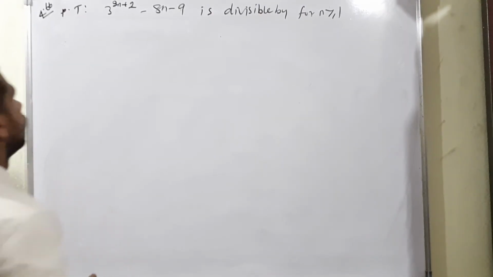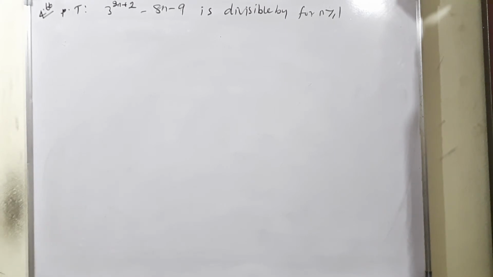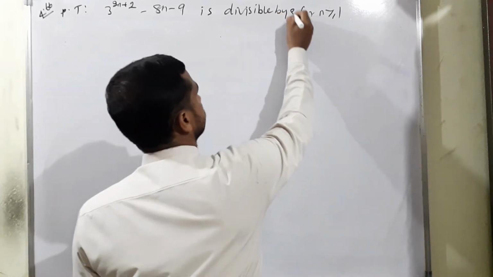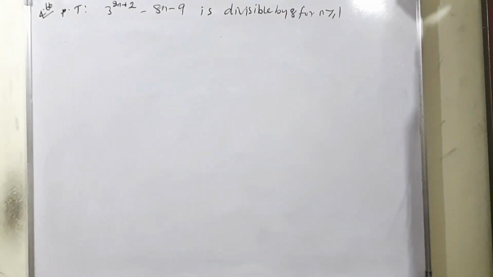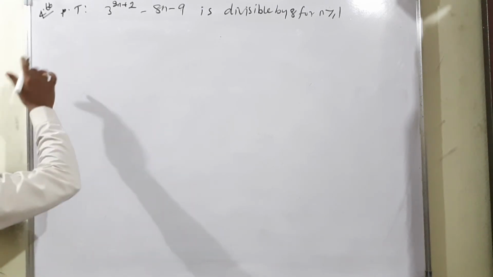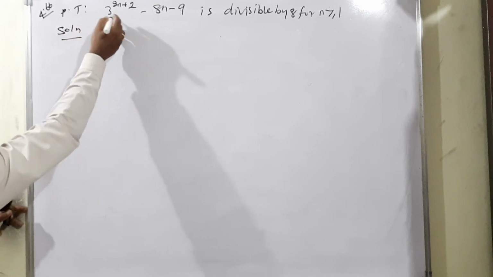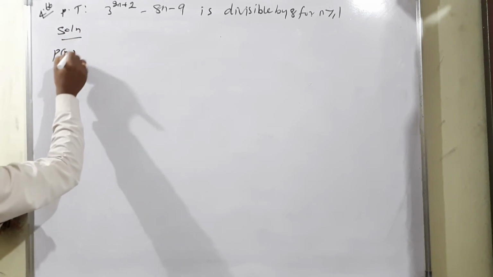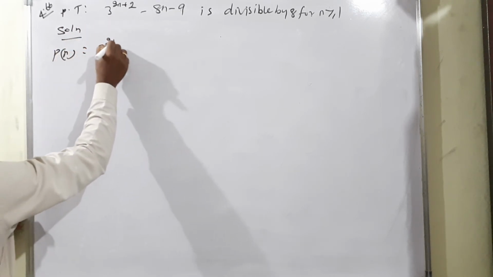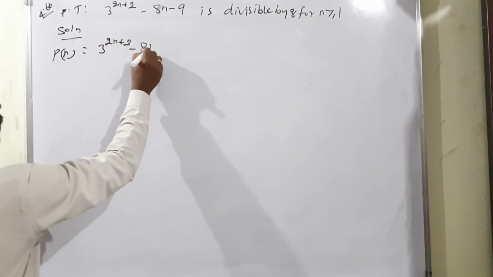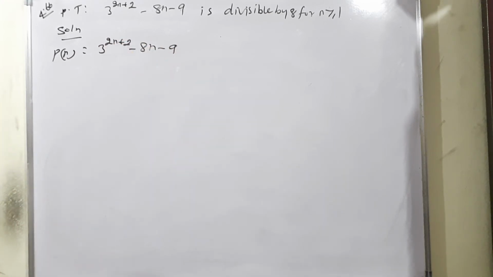From example 4.66, prove that 3 to the power 2n plus 2 minus 8n minus 9 is divisible by 8. It's divisible by 8 for n always greater than or equal to 1. Now, the condition: first we have to take P of n. P of n is equal to 3 to the power 2n plus 2 minus 8n minus 9.